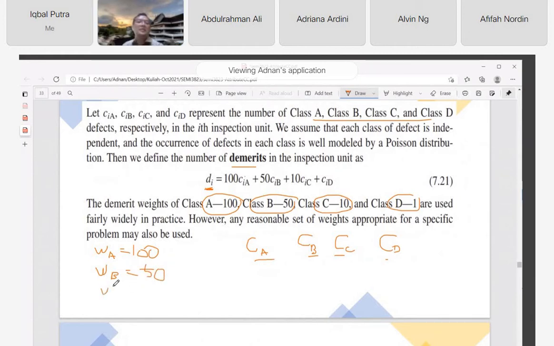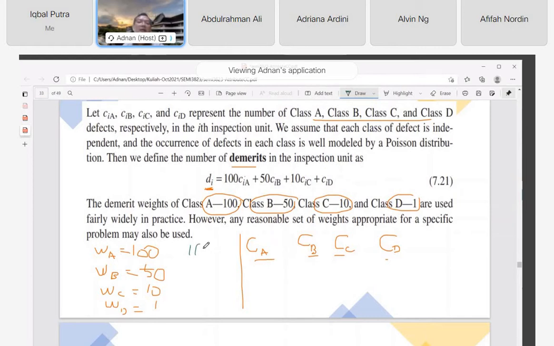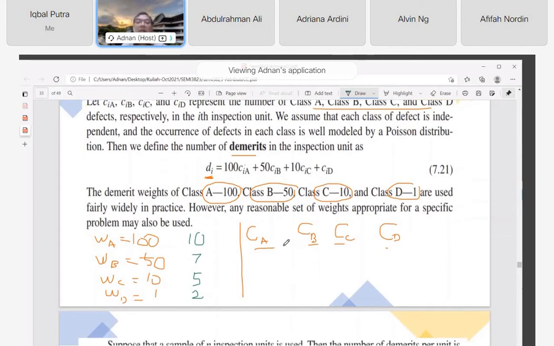Okay, weightage for C given for 10. Weightage for D given for 1. So this is not fixed. Sometimes people might be using different numbers. Ada sistem yang menggunakan, contohnya they are using 10 here. Maybe here they use maybe 7, maybe 5, maybe 2. So these vary. So this is just showing the example only.